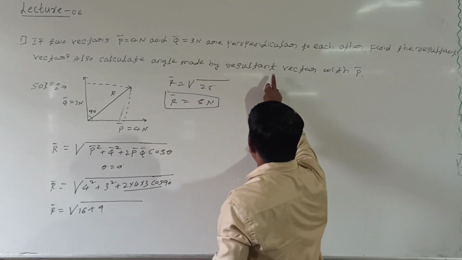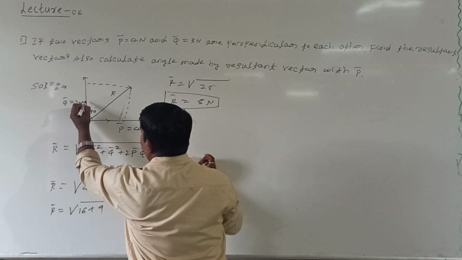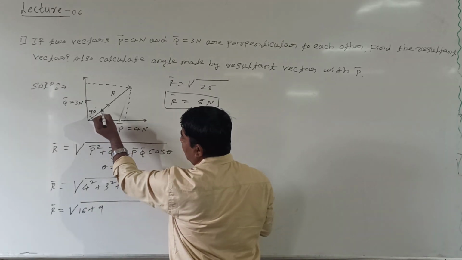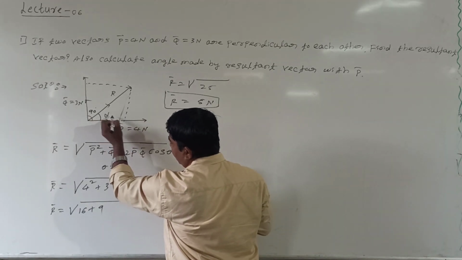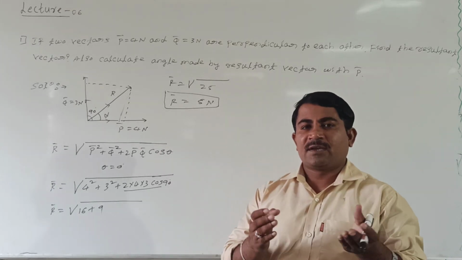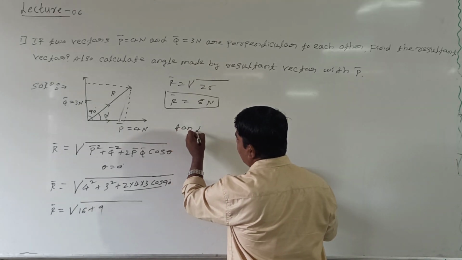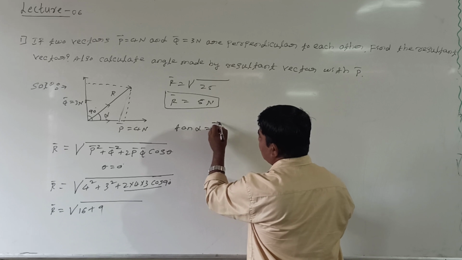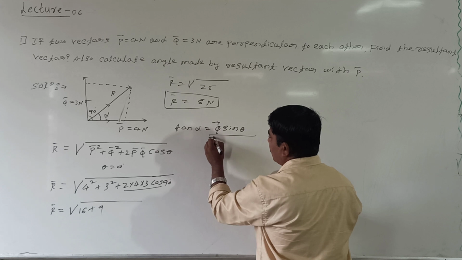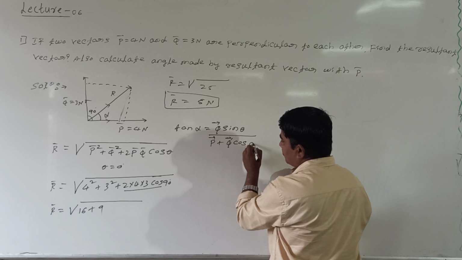Also calculate the angle made by the resultant with the P vector. This is the resultant vector, and in this direction is Q. The angle made by the resultant with vector P, let us call this alpha. We know the tan alpha formula; in the last class we derived it. Tan alpha equal to Q sin theta divided by P plus Q cos theta.